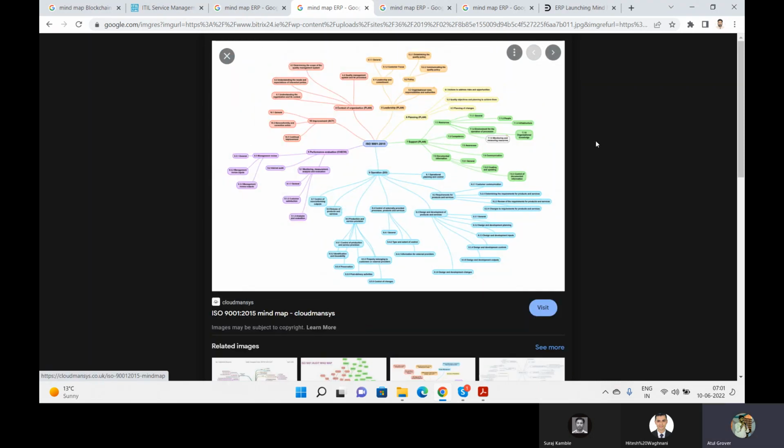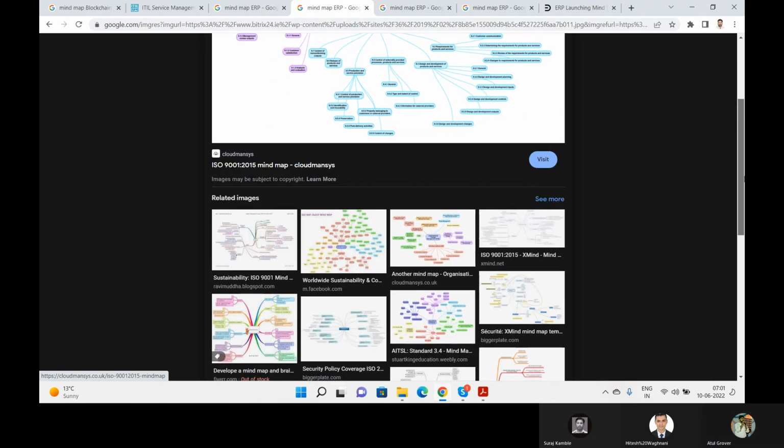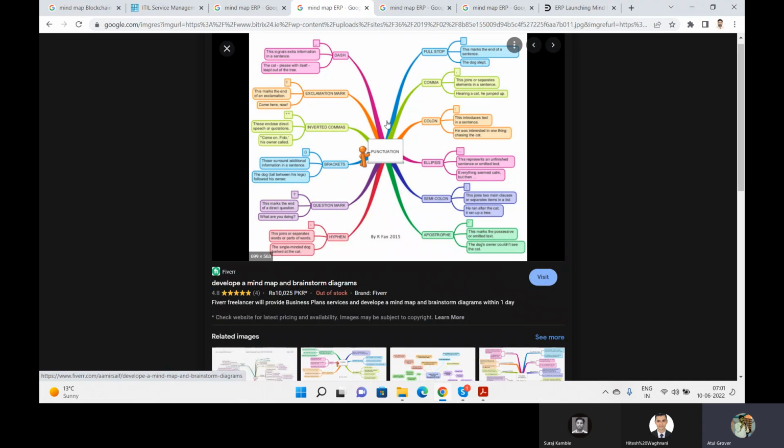ऐसे भी आप बना सकते हो। We use this format actually. We prepare for incident, change, problem. We use this format. 5 headings यहाँ पे, 5 headings यहाँ पे, बस इससे ज़्यादा नहीं.